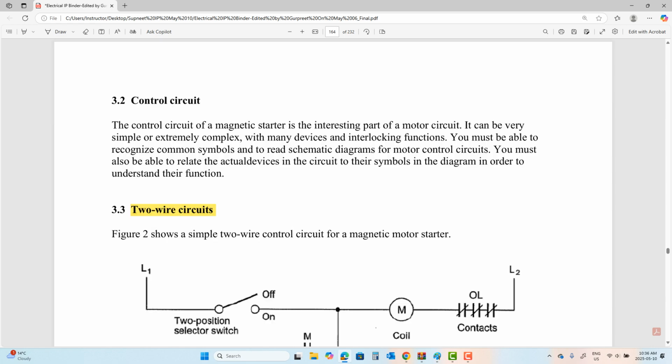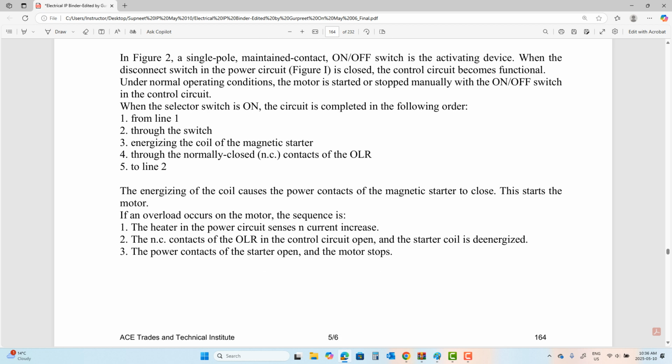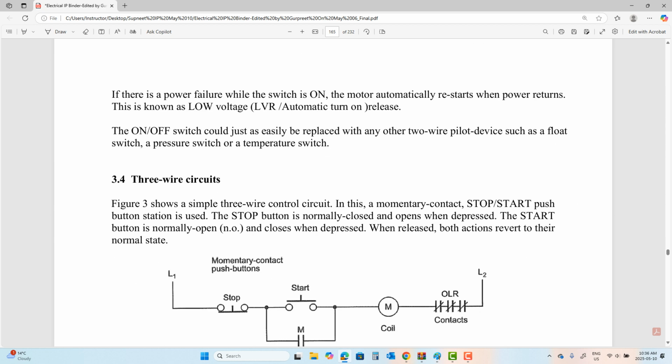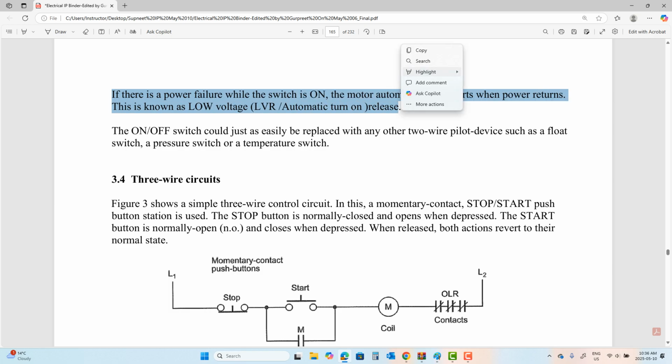Where is this story mentioned? Right here. So, if there is a power failure where the switch is still on, the motor automatically restarts when the power returns. This kind of control is called low voltage release. So he'll give you a schematic and say, tell me whether it's providing low voltage release or low voltage protection. That's your question number 2 in the exam.